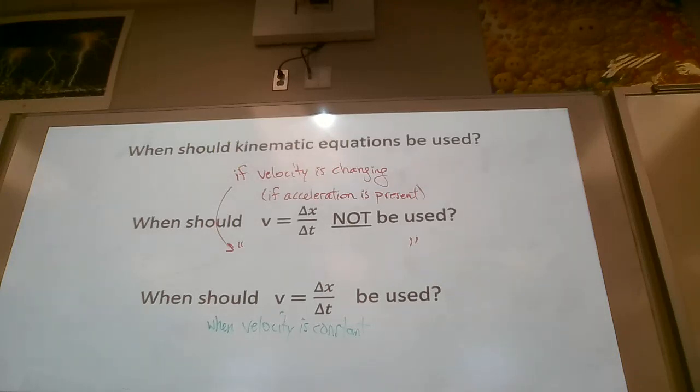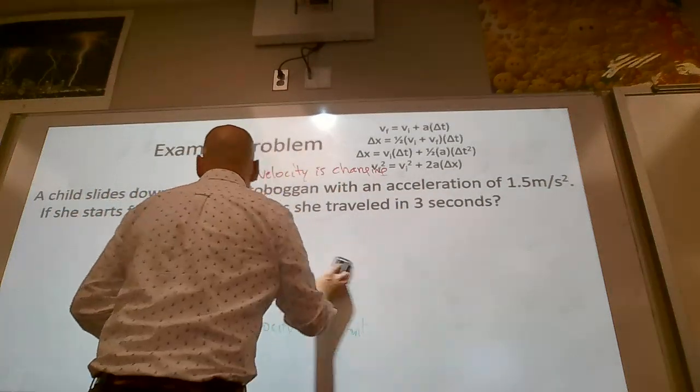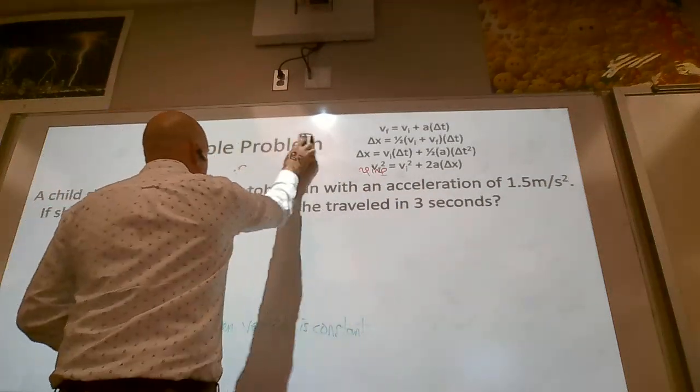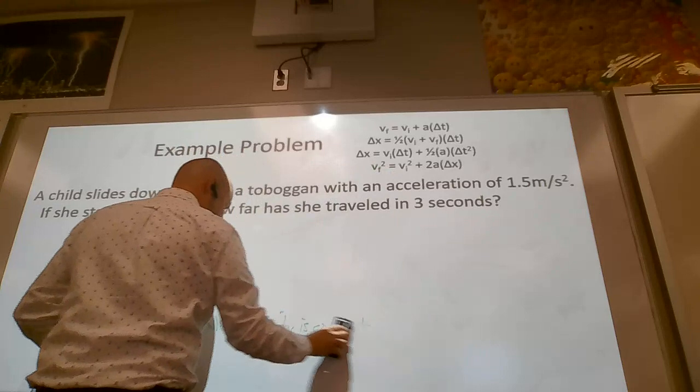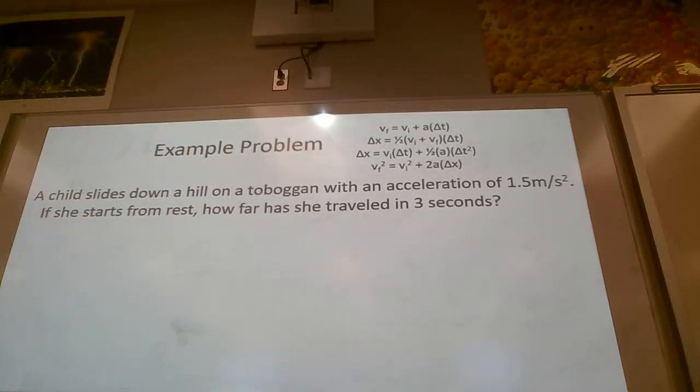All right. Example problem. Here we go. A child slides down a hill on a toboggan with an acceleration of 1.5 meters per second squared. She starts from rest. How far does she travel in 3 seconds? The worst thing you can do is to start off going, I wonder what equation I should use. Bad place to start.